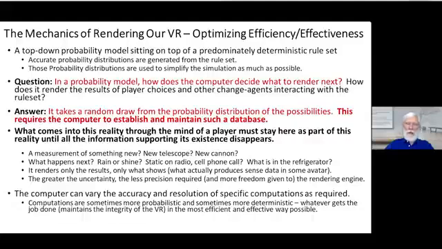Now, another important thing is the computer can vary the accuracy and resolution of specific computations as required. Computations are sometimes more probabilistic, sometimes more deterministic. Whatever gets the job done, that is, whatever maintains the integrity of the VR, keeps the VR looking good, no inconsistencies. And the computer can do that in the most efficient and effective way possible. So it doesn't have to compute everything to a gnat's eyebrow. Okay? It can compute pieces of it one way, other pieces another. It doesn't have one resolution for everything. That's not efficient. It can change resolutions on the fly depending on what it's doing and what the requirements are.